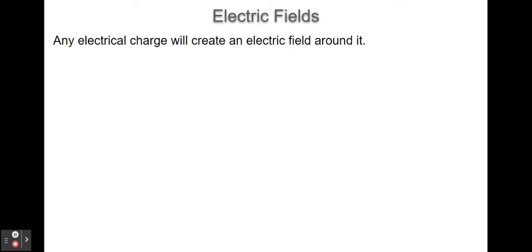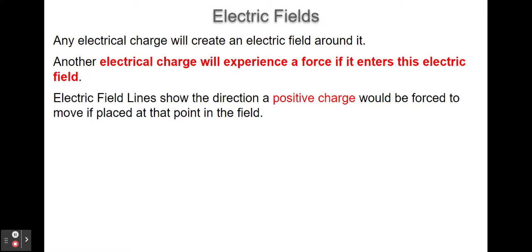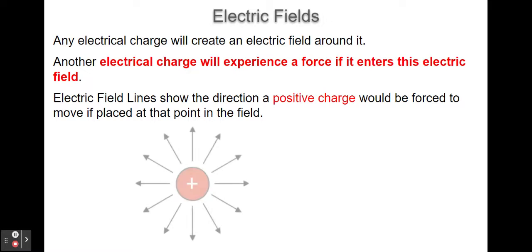Now, any electric charge will have an electric field around about it, and an electric charge placed within an electric field will experience a force. We can draw electric field lines to show the direction that a positive charge would be forced to move if placed at a point in that field. So a positive charge would have the arrows pointing away in all directions because another positive charge would be forced away in all directions because it will be repelled.